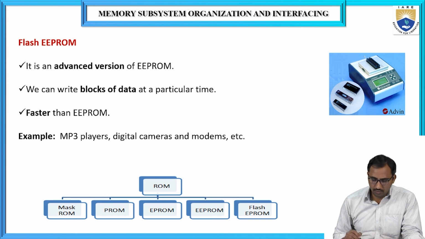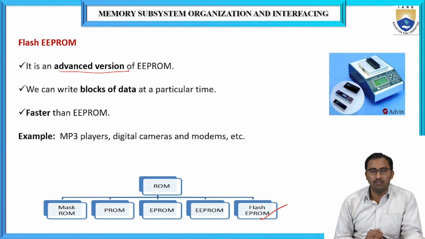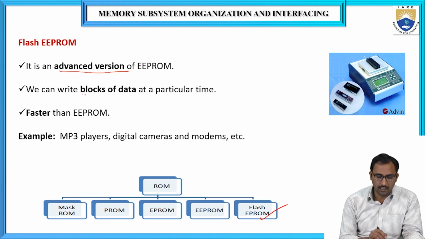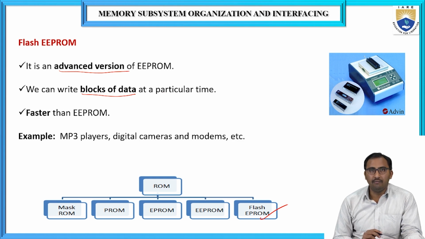And the last one is the flash EEPROM. This is an advanced version of the EEPROM. It is an advanced version because it is faster than the EEPROM, and we can write blocks of data at a particular time. That means when we are programming the flash EEPROM, a block of data we can program into the chip at a time.